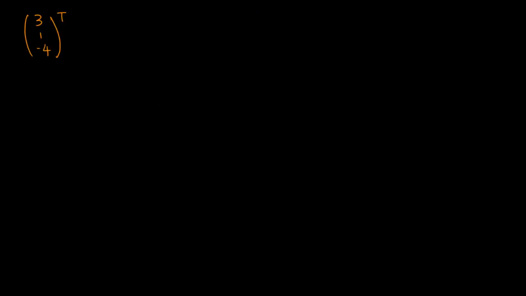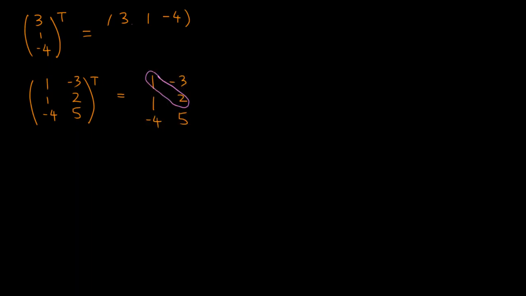For the column vector 3, 1, -4, to take its transpose, we first copy the matrix and draw the main diagonal. Then we reflect 1 and -4 as shown. Therefore, the transpose is this row matrix. For the second matrix, to take the transpose, we first circle the main diagonal. Then we swap the entries 1 and -3, and reflect -4 and 5 about the main diagonal. So we obtain this matrix.